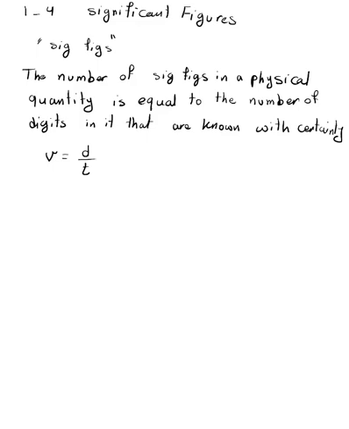Now, when you measure the distance with a ruler, you find that D is 21.4 centimeters. Each of these three digits is known with certainty. So we say that this has three sig figs, right? 2, 1, and 4, we know them with certainty. Now, the digit that follows the 4 is uncertain.